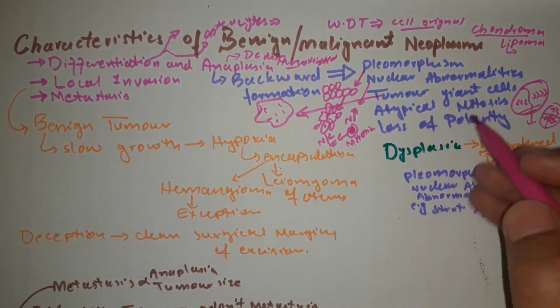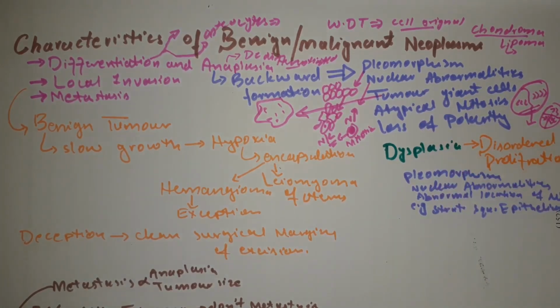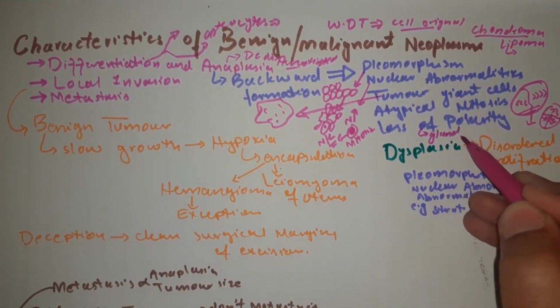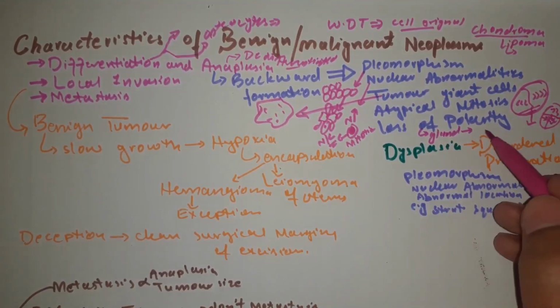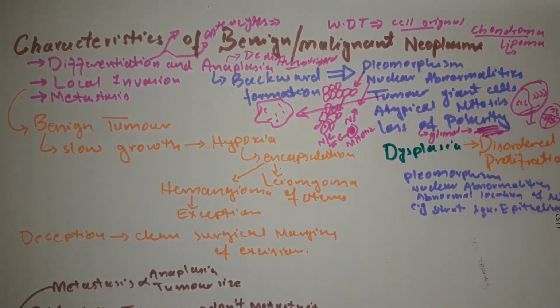Loss of polarity means they become oblivious of each other and don't show a regular growth pattern. Instead, they grow randomly. For example, if a tumor arose from a gland-like structure and these tumor cells lost their polarity, instead of forming glands, they begin to grow in the form of sheets and so on. So this is basically the pleomorphism which malignant tumors show.